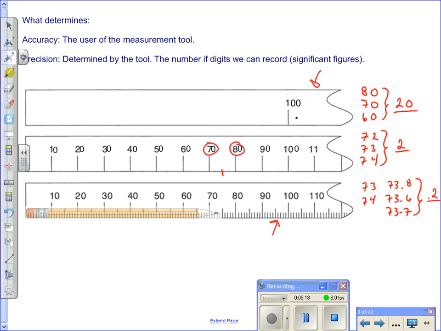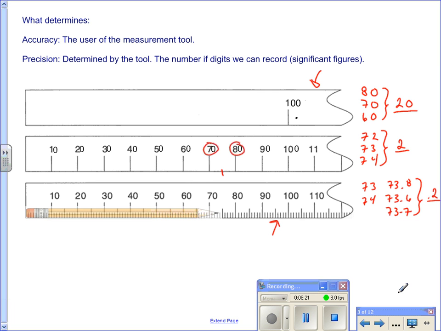So they are related in that case. One thing that we set up here, what determines the accuracy? Precision is the lines on the ruler, how incremented it is.